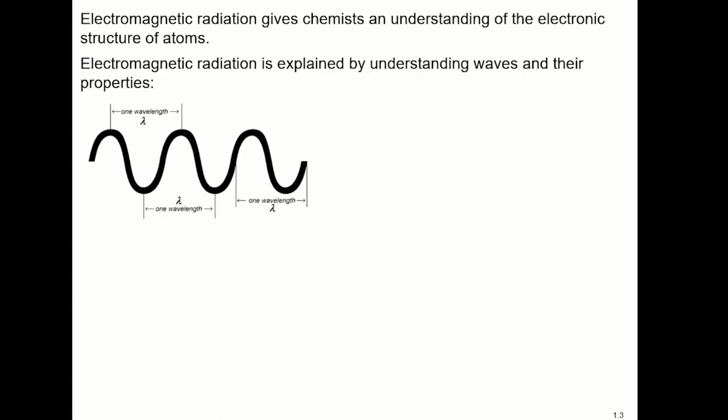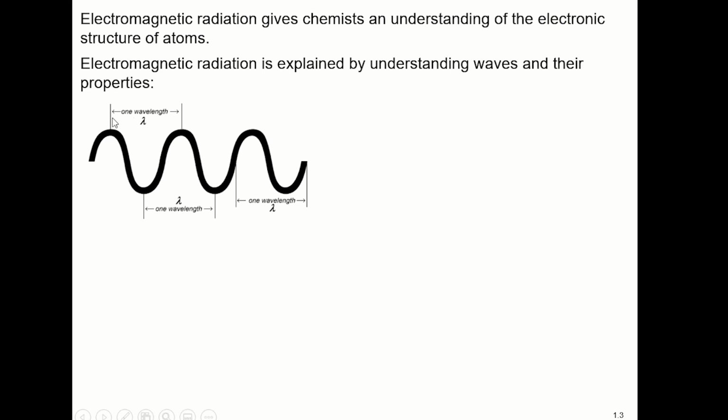This gives us an understanding of the electronic structure of atoms. If we have an idea of light that is absorbed or emitted from different chemicals, it gives us a really good bit of information about the electronic structure, which we'll come on to later in the course. So we need to be able to understand what these waves are, their different properties, and what the different parts of them are. You'll see on the slides we have a diagram of the wavelength, and you can see the waveform as we go through.